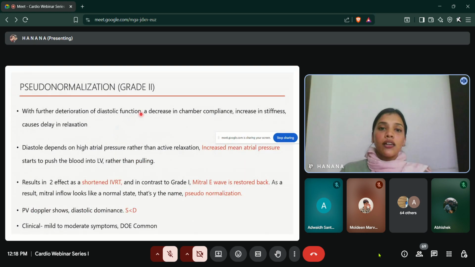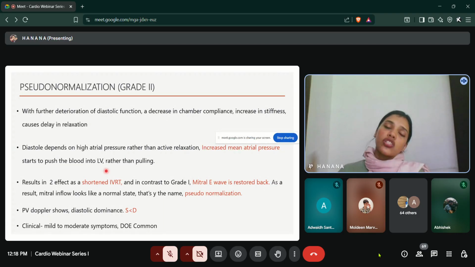But here from the very next stage, the atria try to correct all the things, and he tried to make sure the relationship goes well. So he tried to elevate his pressure. He tried to become a high pressure system. So the diastole depends upon an active relaxation.